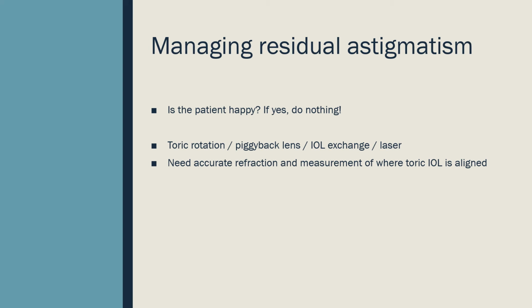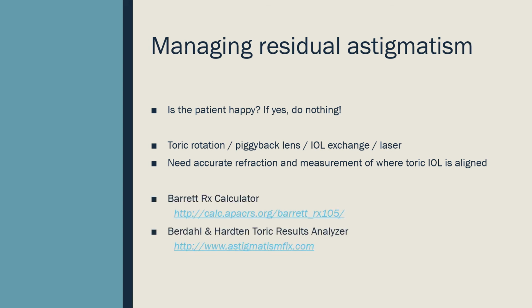And in order to work out what is needed, we need an accurate refraction and measurement of where the toric lens is currently sitting. Rather than just rotating the lens back to where it was originally intended, you should put the required data into either the Barrett RX calculator or the Berdahl and Hardten toric results analyzer at astigmatismfix.com, and then find out where the optimum position for the lens is based on what is currently known about the eye's refractive status.